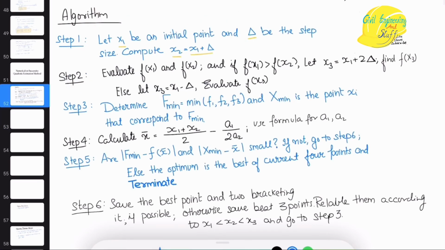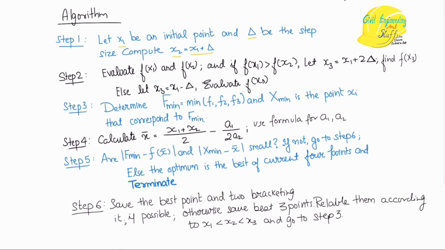Now step 2 says that we have to find out the function value of x1 and the function value of x2. If f(x1) is greater than f(x2), we will find the next point, that is x3, through the formula x1 plus 2 delta, and then we will find f(x3). But if this is not the case, so if f(x2) turns out to be greater than f(x1), then we will find the next point x3 using the formula x1 minus delta. So first of all, let us find out f(x1) and f(x2) and see what relation is being followed.